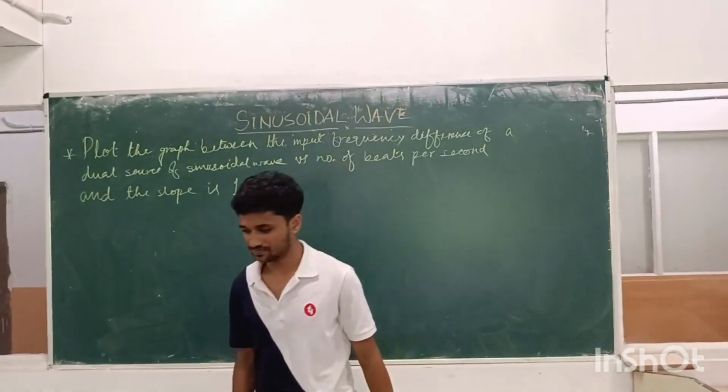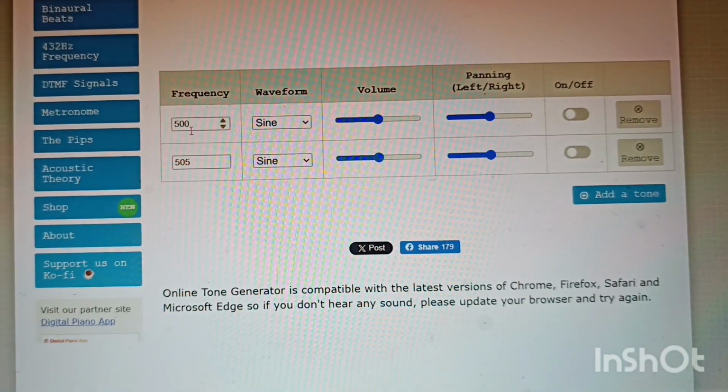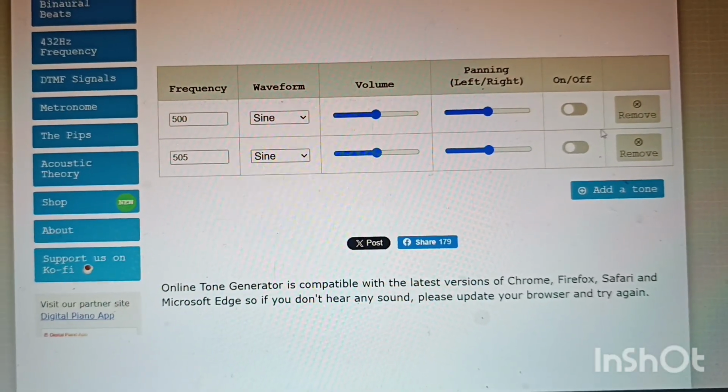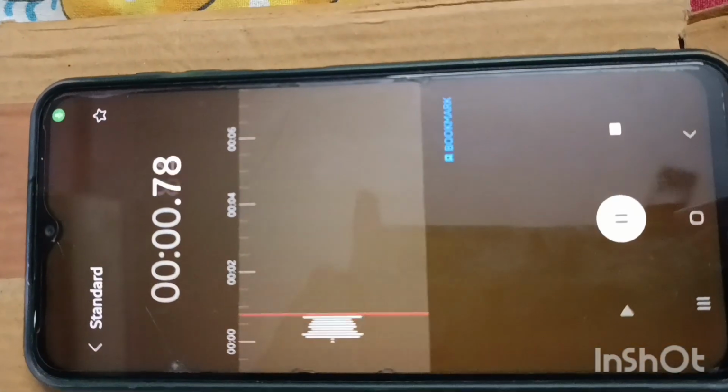and Santosh Mera. We are taking two frequencies, 500 Hz and 505 Hz, and calculating the number of beats per second. So now let's start the 500 Hz frequency, and we are recording here the frequency.